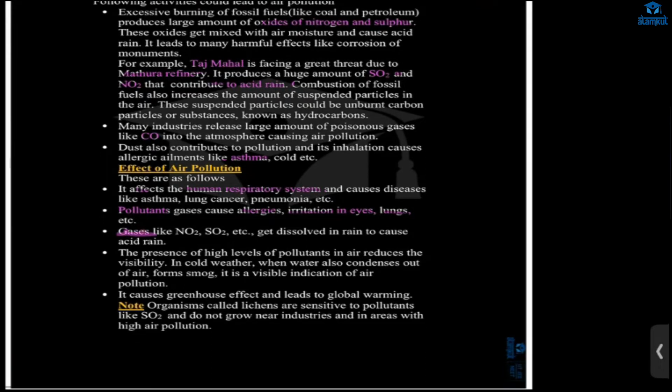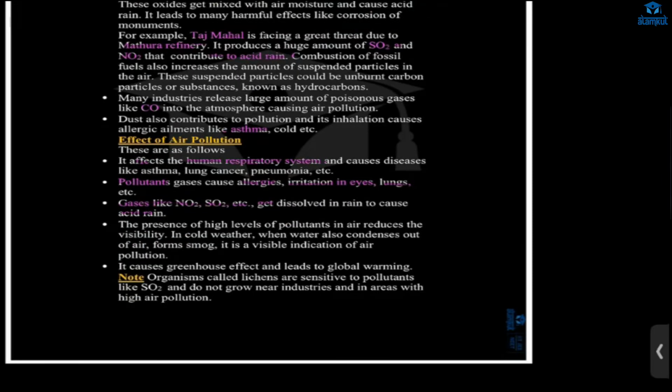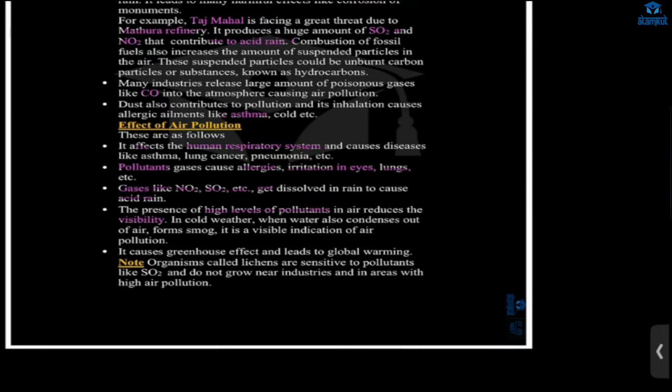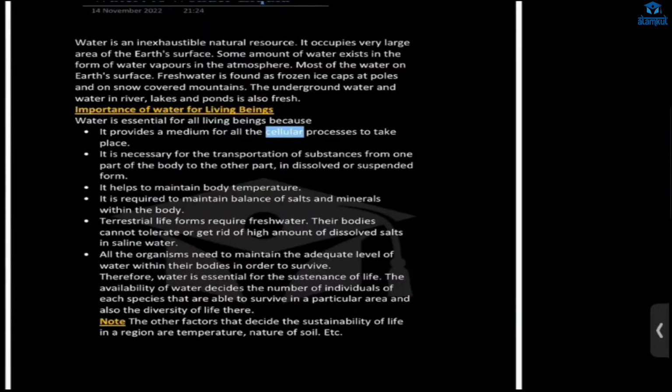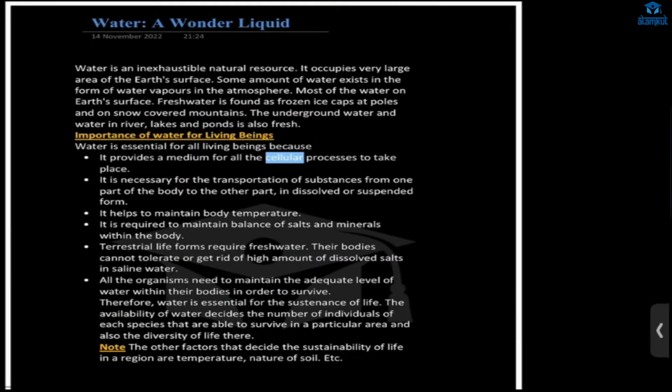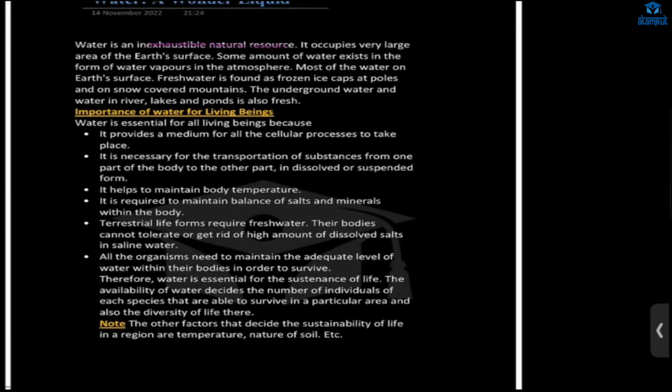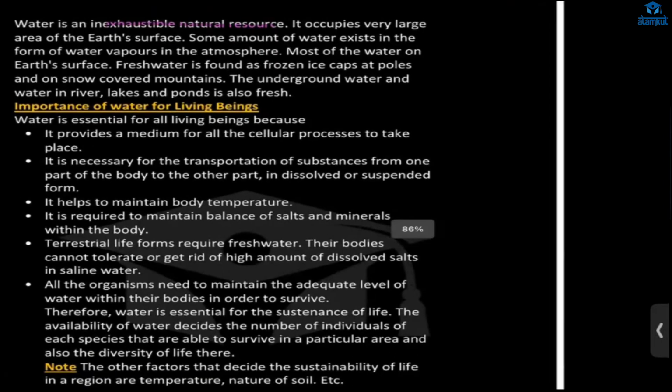Okay, these gases, it will cause acid rains. And because of high level of pollutants, what will happen? The visibility, right, it will be fog smog like condition, and it will also cause greenhouse effect and global warming. Next we'll go to the water. Water, it is inexhaustible natural resource. So much water, but there is still not sufficient for us.